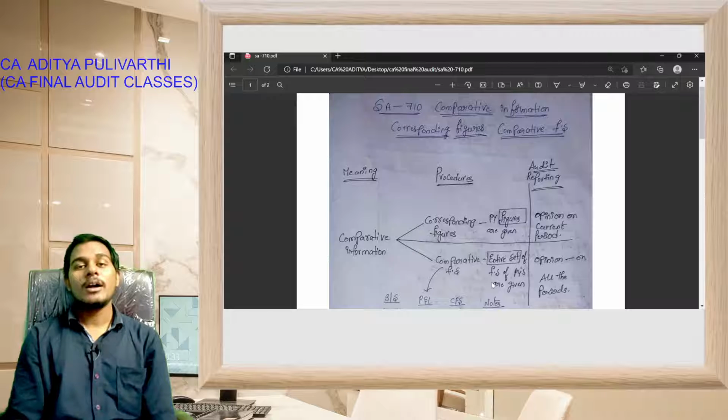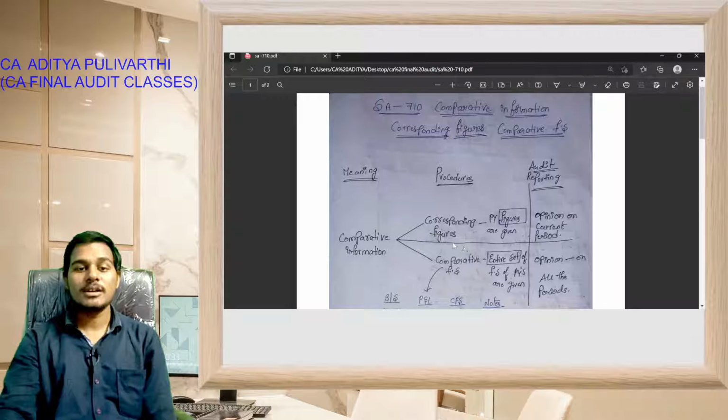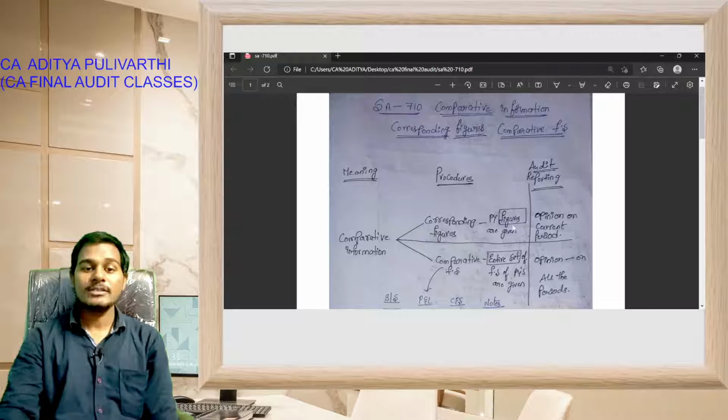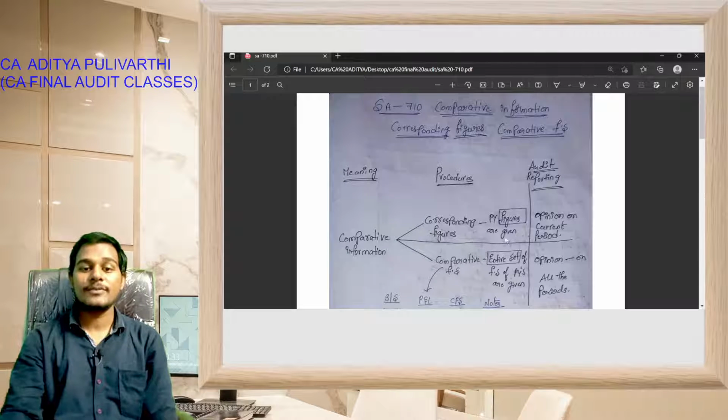What is the meaning of comparative information? Comparative information consists of corresponding figures and comparative financial statements. Corresponding figures means previous year figures are given, that is in 2017 2000 rupees and 2018 2500 rupees. These two are compared. The 2000 rupees of 2017 is considered the previous year figure. So the opinion will be given only on the current period; the auditor will report only relating to the current period.